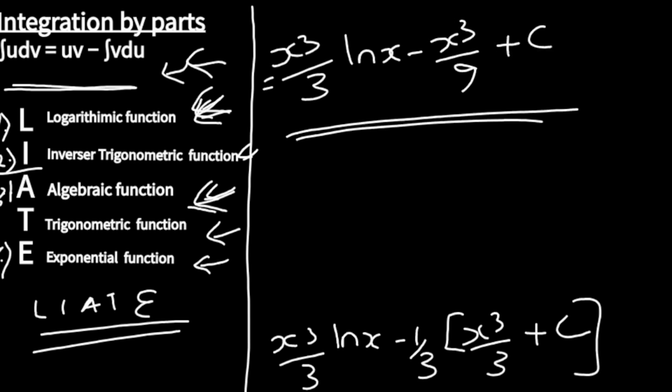A third times this is x cubed over 9. A third is a constant. A constant times a constant is another constant. Negative a third times this is going to be negative x cubed over 9. Negative a third times positive c is going to be another constant, which is represented as c. So this is our answer.